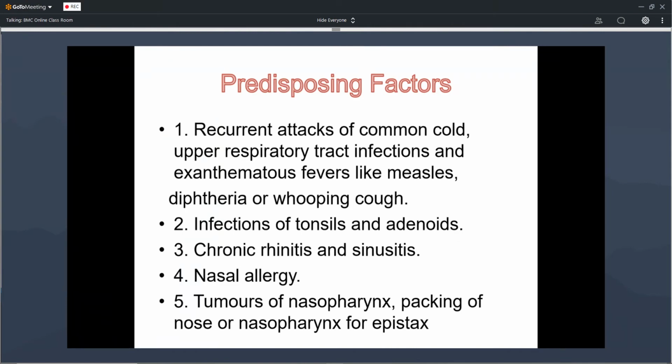Tumors of the nasopharynx, and packing of the nose and nasopharynx for epistaxis. These are the predisposing factors for the development of acute suppurative otitis media.